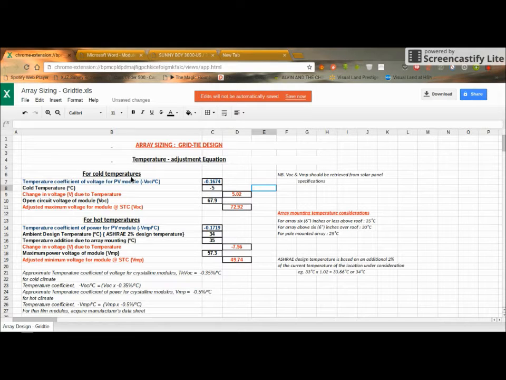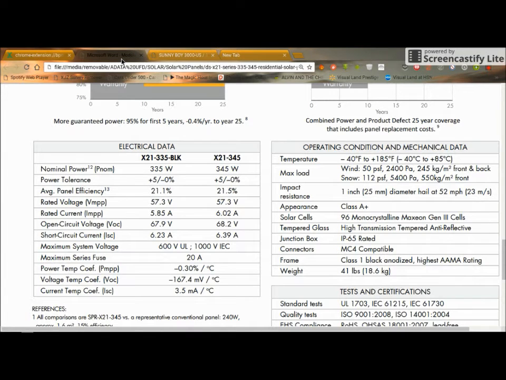For cold temperatures, so that's for the winter months, which would begin in late October, November, December, January, and maybe right to the end of February, we would need to know how to size the number of modules or panels that we would put on our roof. Now, the first thing is the temperature coefficient of voltage for our PV module, V open circuit per degree Celsius. Now, where would we get that information? We would go right to our module specification.